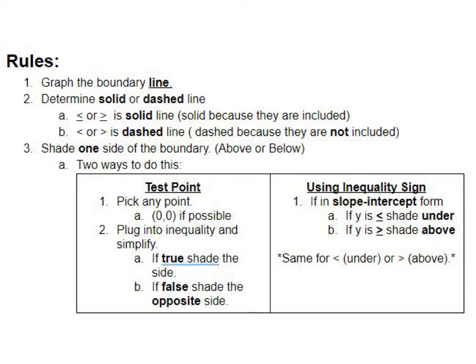The inequality sign, now this is only if it's in slope-intercept form. So if it's like y equals mx plus b, when you have that less than, we're going to shade under. And if you have that greater than, it's going to be shade above. And that's the same for, of course, your non-equal-to's as well. So let's take a look at a few examples here.